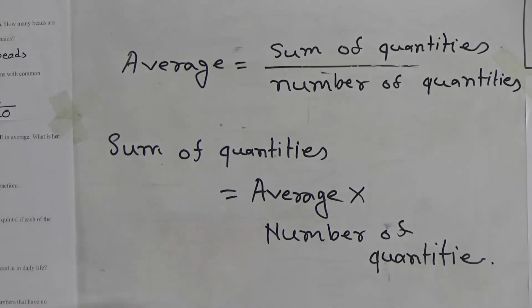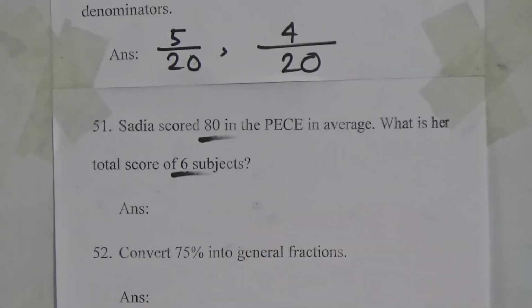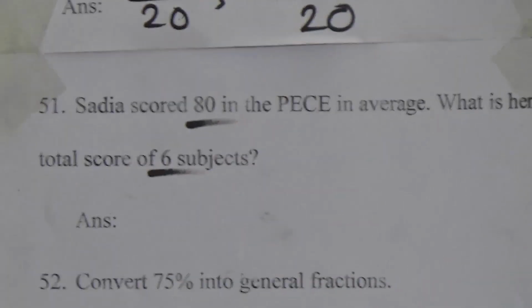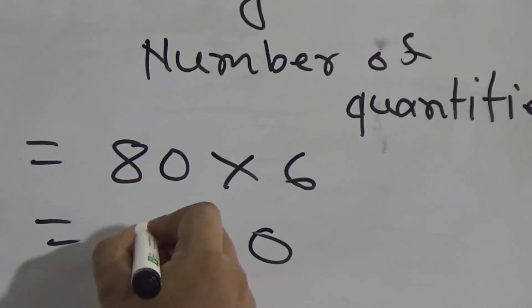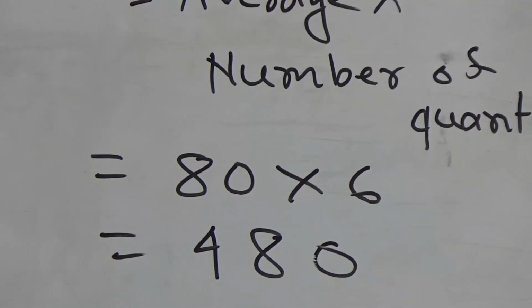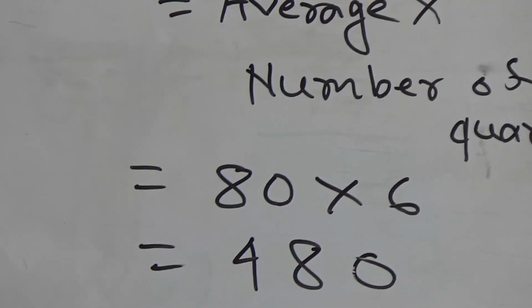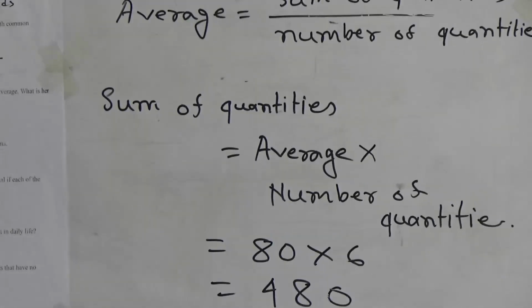Notice what is the average? Average here is 80 and number of quantities, that means 6 subjects. So we multiply this 80 with 6 and we get the answer. 80 multiply 6. Notice 6 zeros are 0 and 8 6 are 48. So the total marks, total score in PEC exam of Sadia is 480.